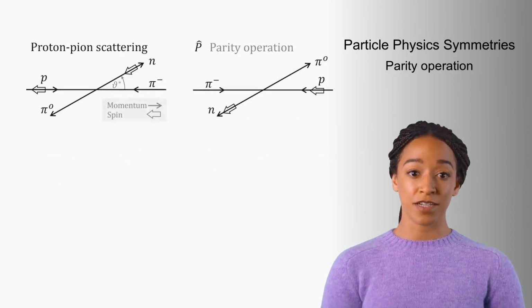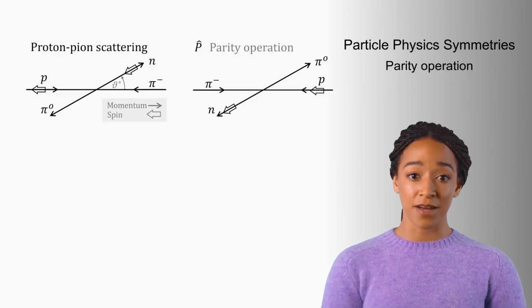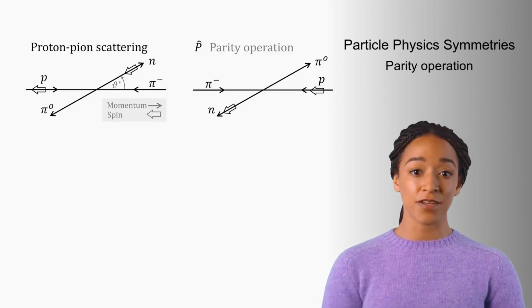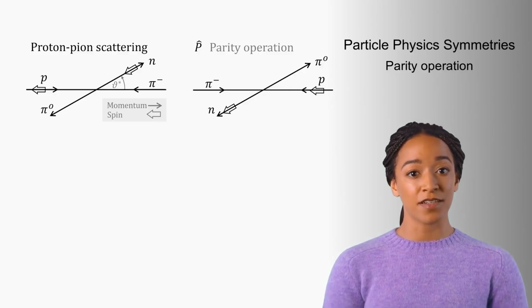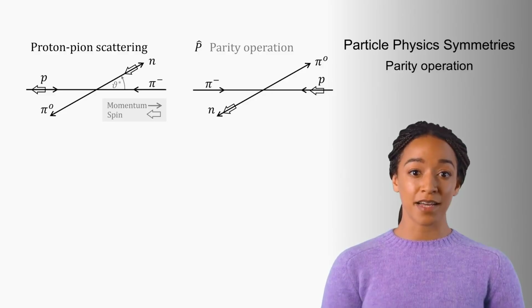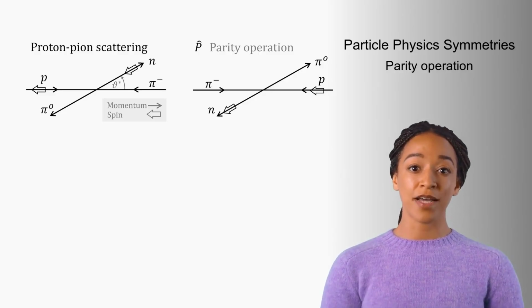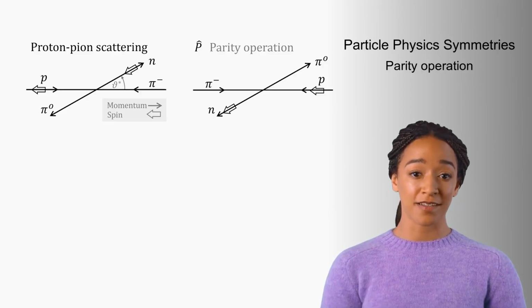The parity operation is a point reflection. Left is the original scattering graph, right is after parity operation. Now the proton comes from the right and the pion from the left. Note that parity flips the momentum but not the spin. For strong and electromagnetic interactions, this mirrored process also occurs. The weak interaction is the exception, which we will discuss separately.